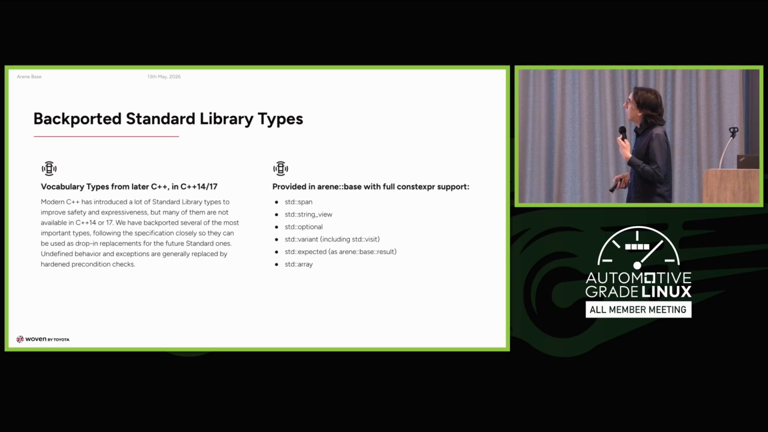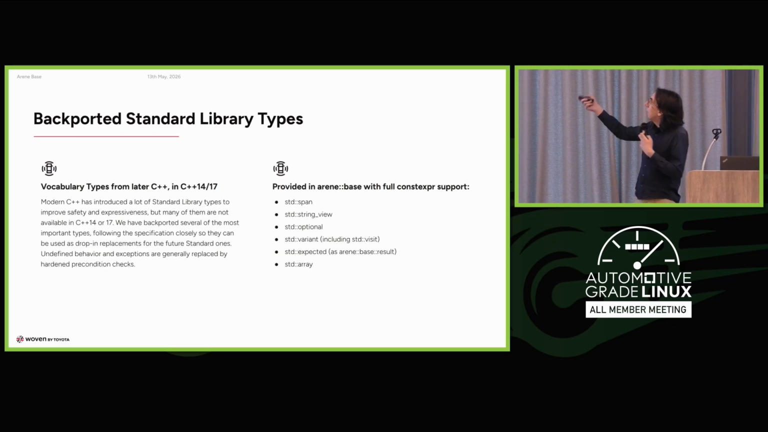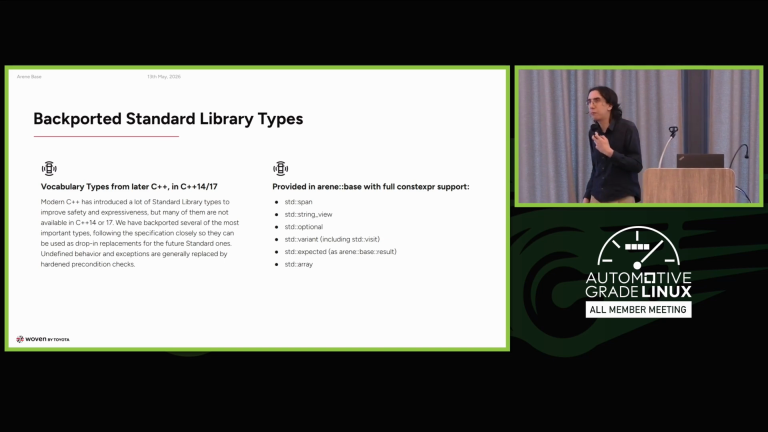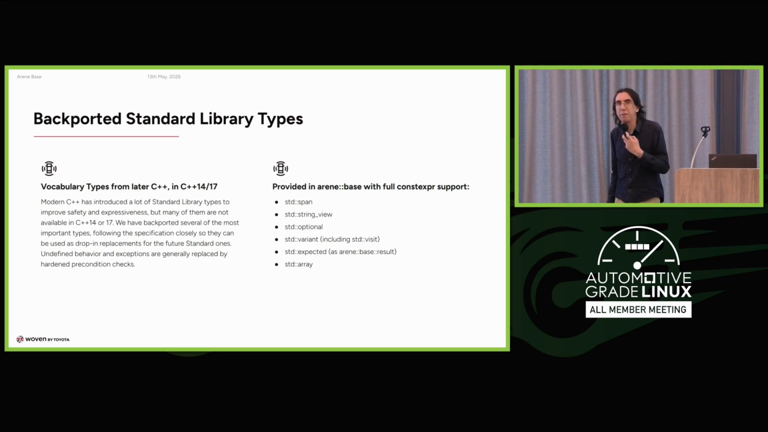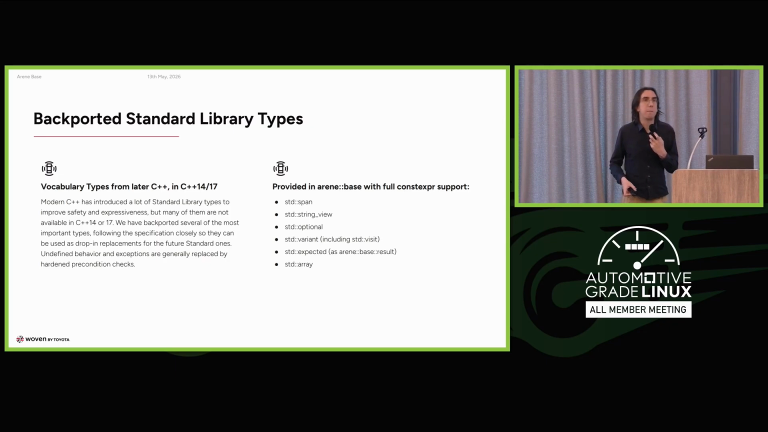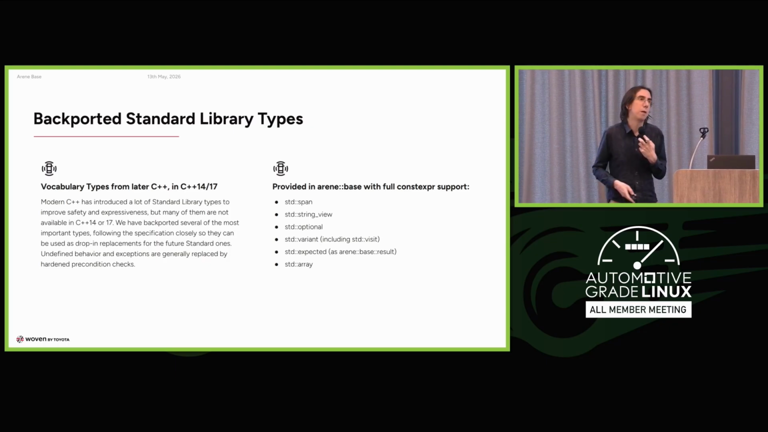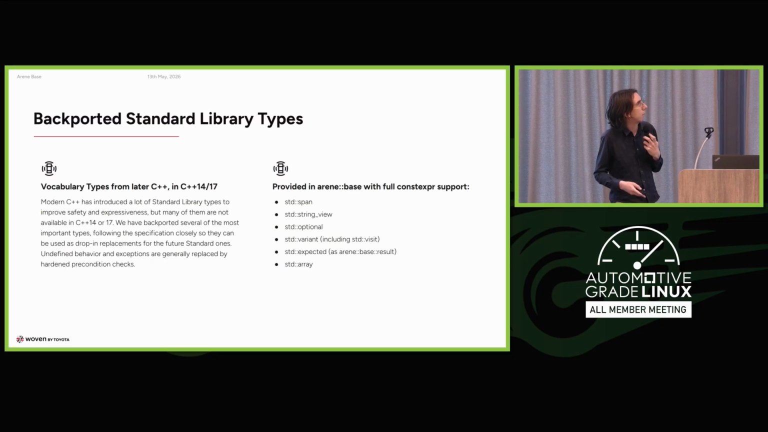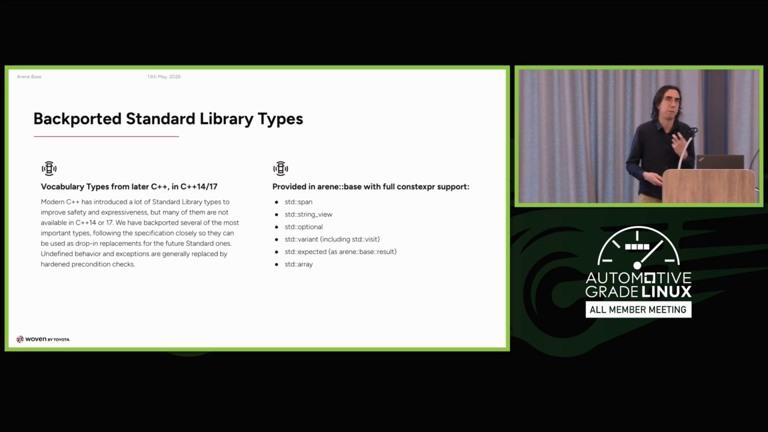It's also a bit easier to use at compile time. And then the next three, optional, variant, and expected, are basically type-safe unions. So they're unions that know what the current active type is. And these are very commonly used in the most modern C++, but they're not available until these more recent versions.